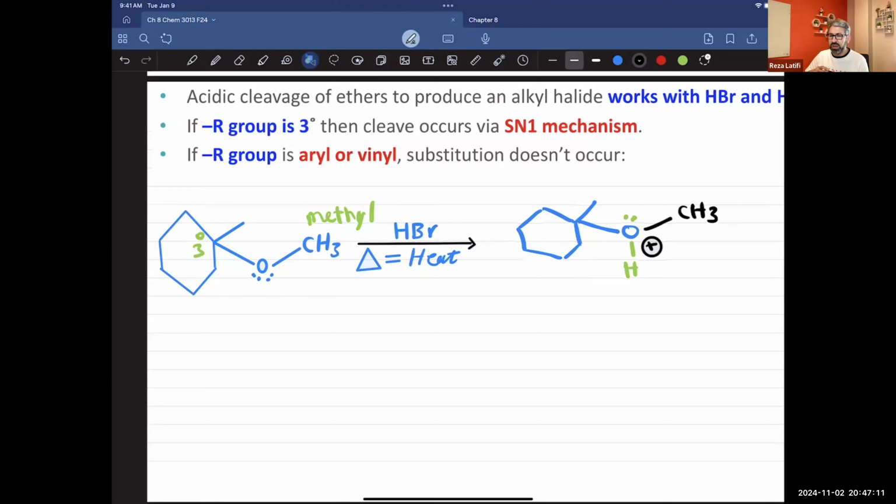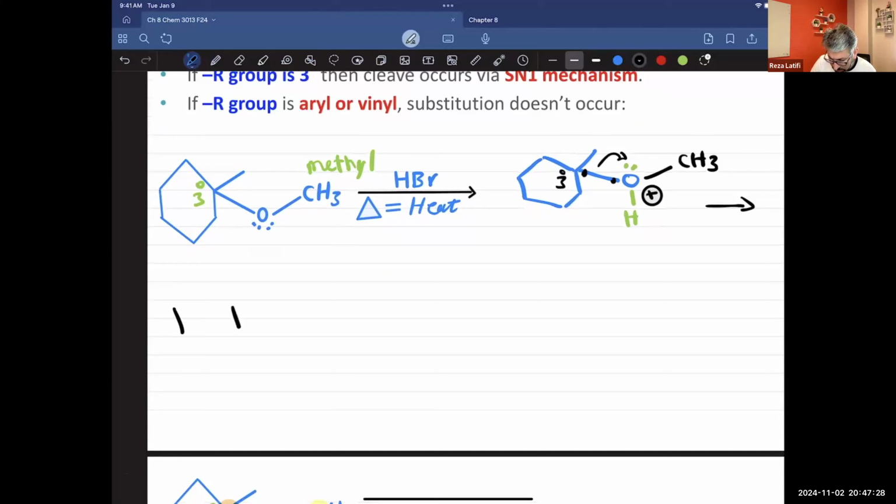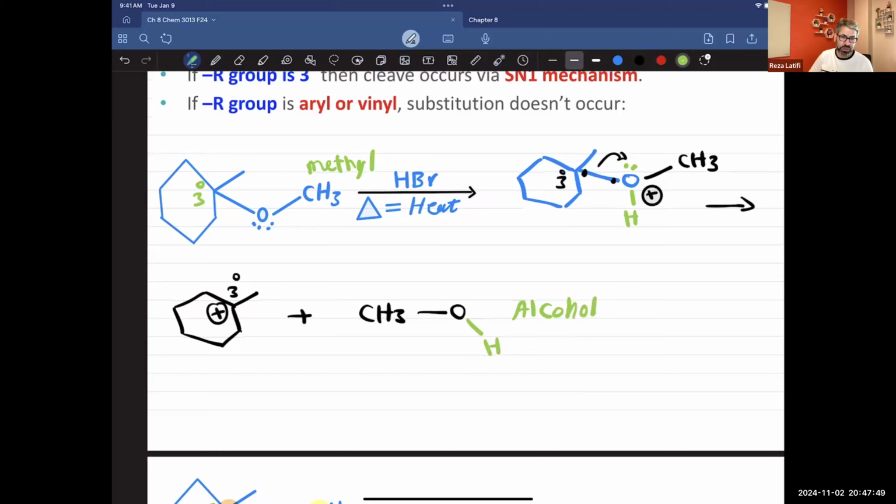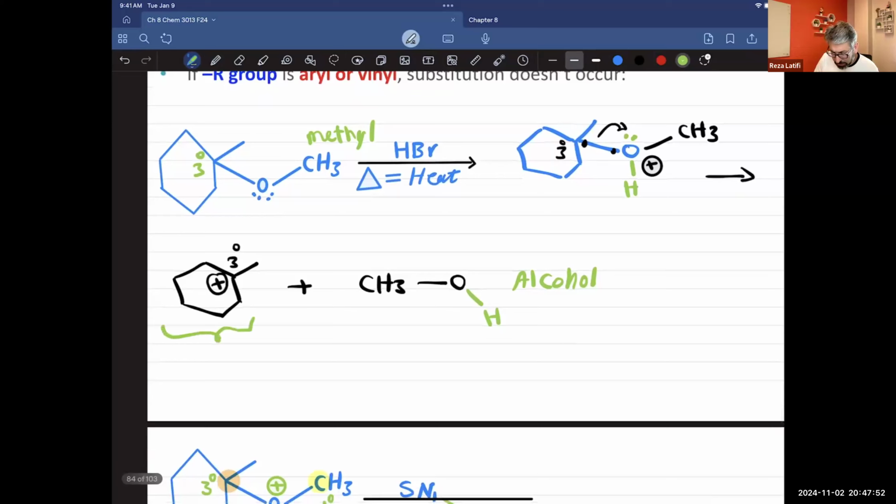But can we have an SN2 reaction, or is the reaction going to go through SN1? Okay, we have to refer back to the carbon that we are dealing with, which is a tertiary carbon. So that means this oxygen very soon will take those two electrons and leave the system, and it will give us this. We get a tertiary carbocation plus CH3 attached to oxygen, and oxygen attached to hydrogen. So we got alcohol plus carbocation.